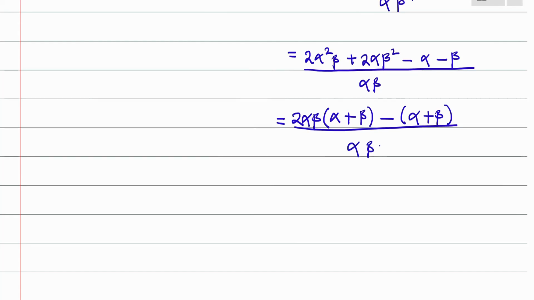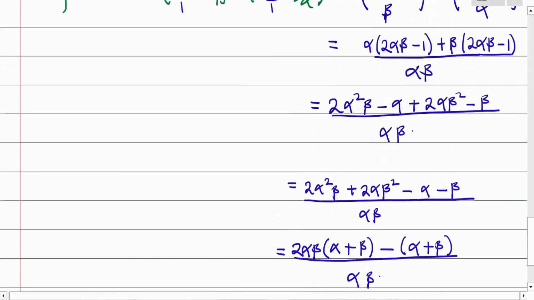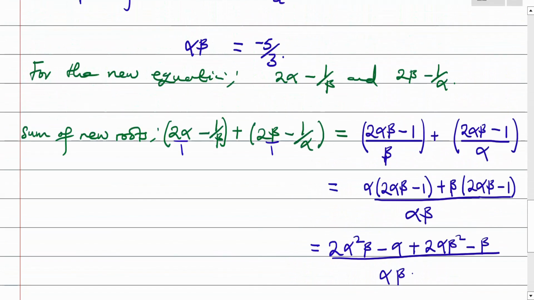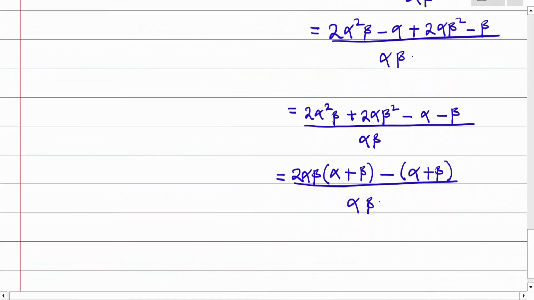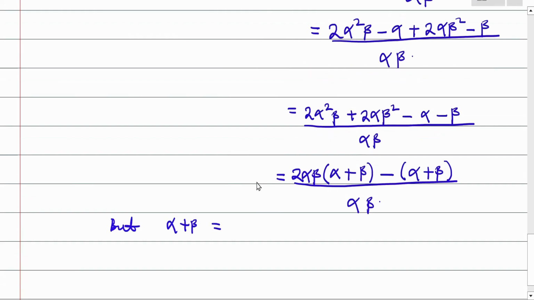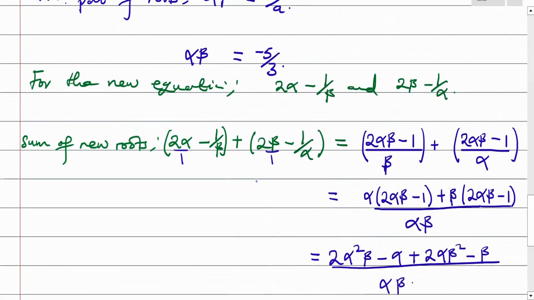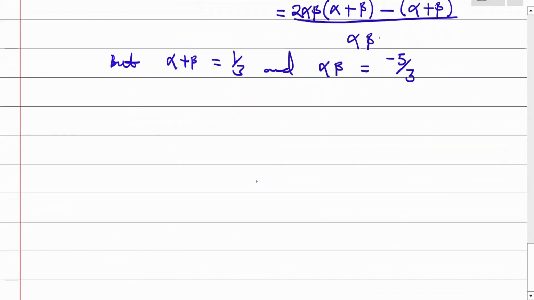divided by alpha beta. But from the first step, we see that we have alpha multiplied by beta, which is negative 5 out of 3, and then the sum of the roots, which is a third. So we can now substitute. We can say that alpha plus beta equals a third, and alpha multiplied by beta equals negative 5 divided by 3. You can first check. It is exactly that. Can proceed.